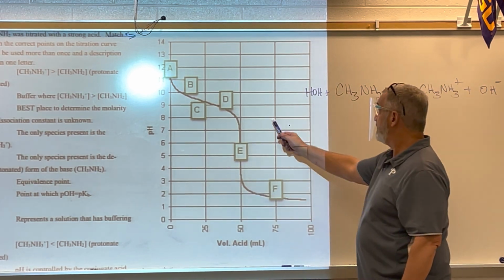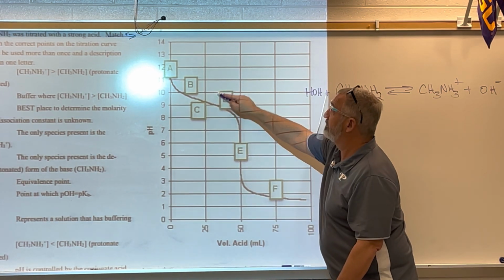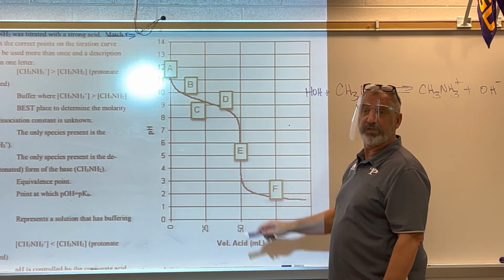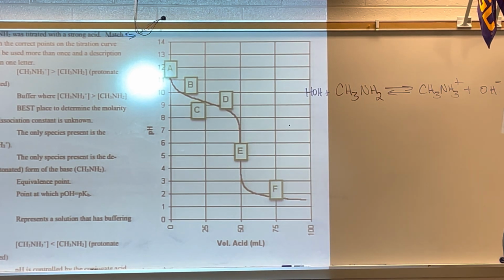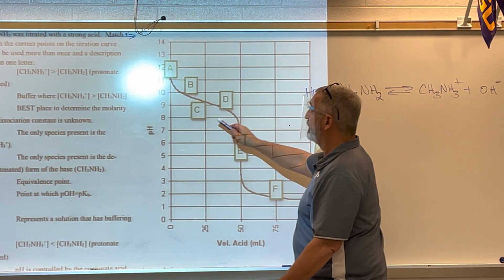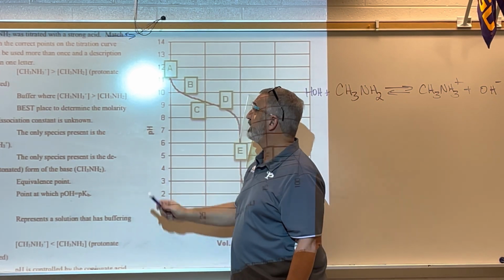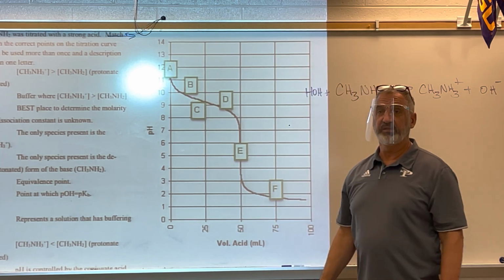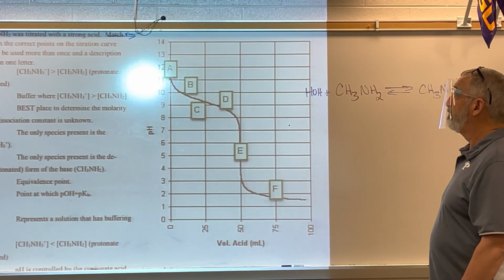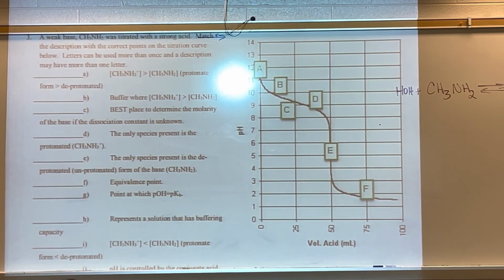Okay, D, E, and F, but really, it's probably looking for D. Buffer, where, well, now I have D and F, we'll go there, but the buffer where this is greater than that. That's D. Best place to determine molarity of the base if the dissociation constant is unknown. E. MAVA equals MBVB.